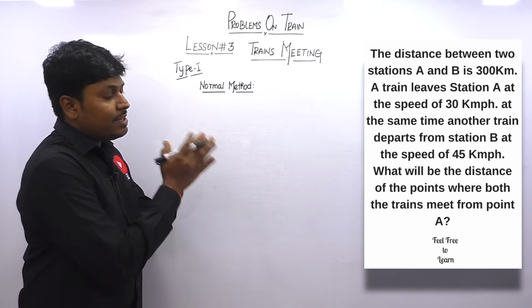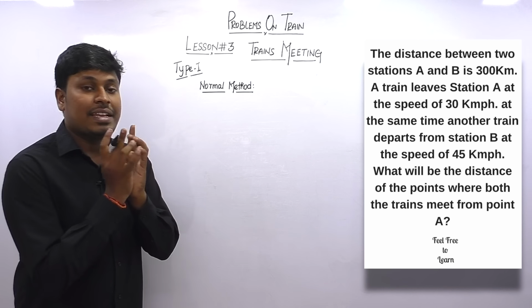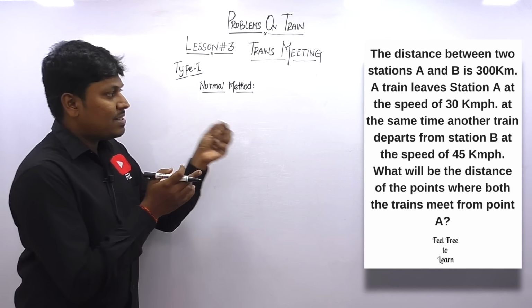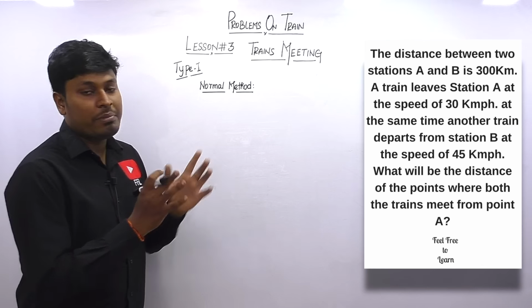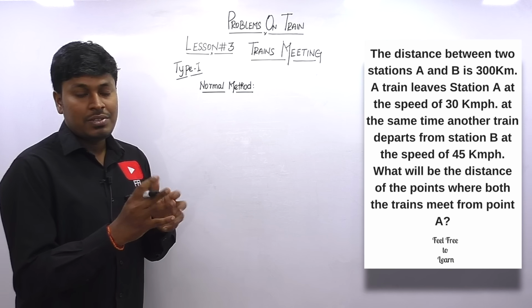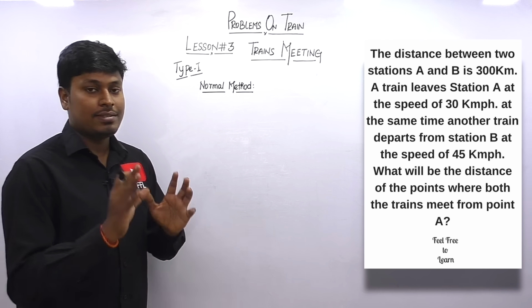So interesting, by seeing this question you can directly say it is type number 1. Why? Because in the first line of the question they have given the distance between both the stations is 300 km. So the distance is directly given, so definitely it is not type number 2, it is type number 1.